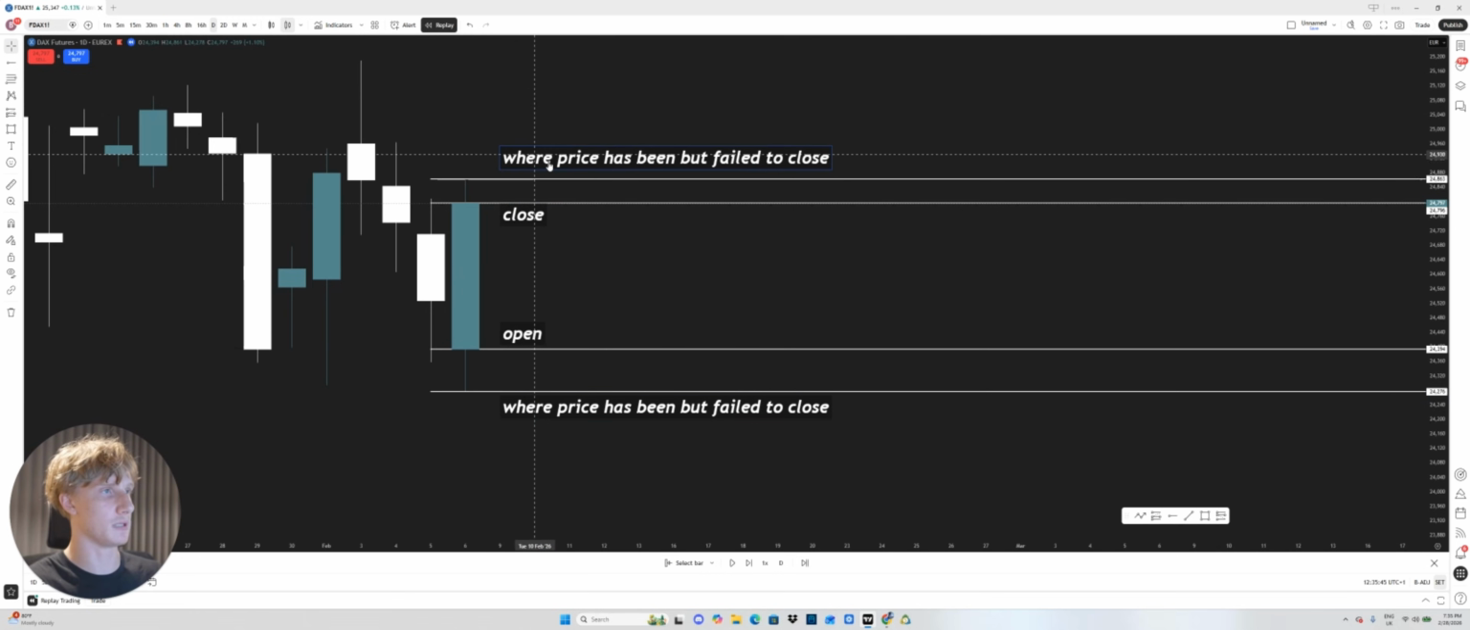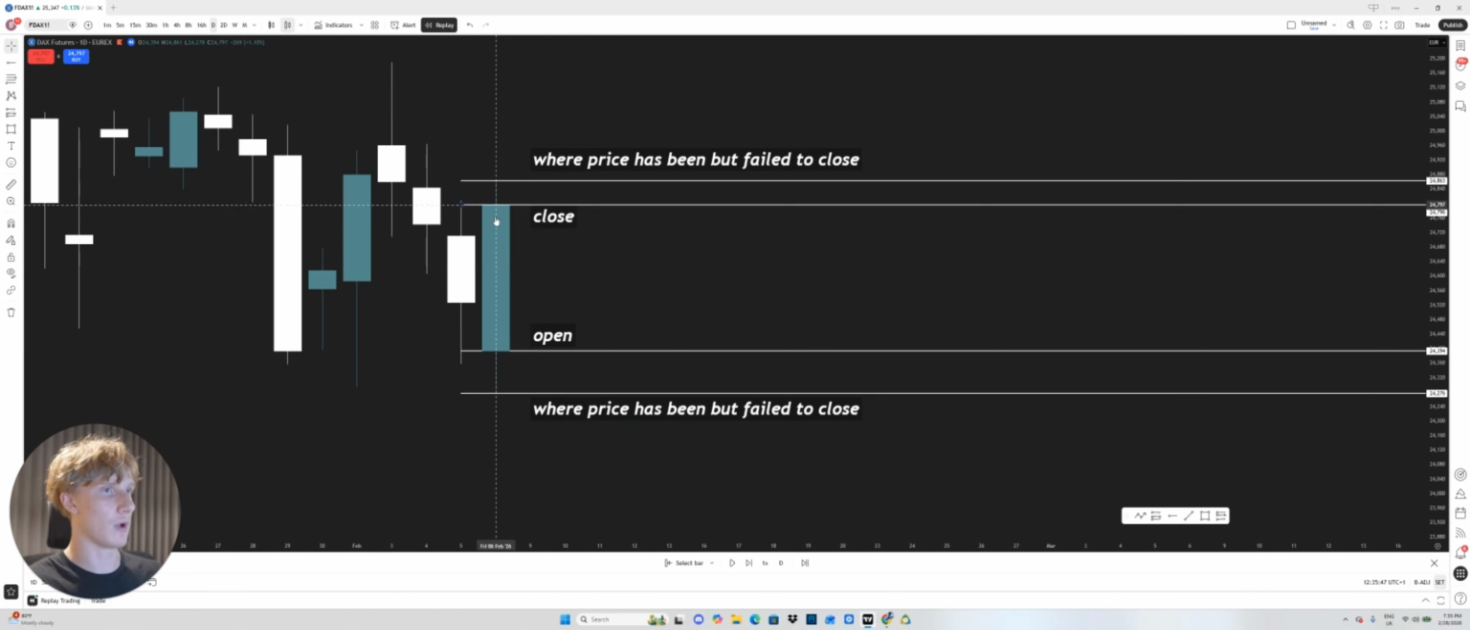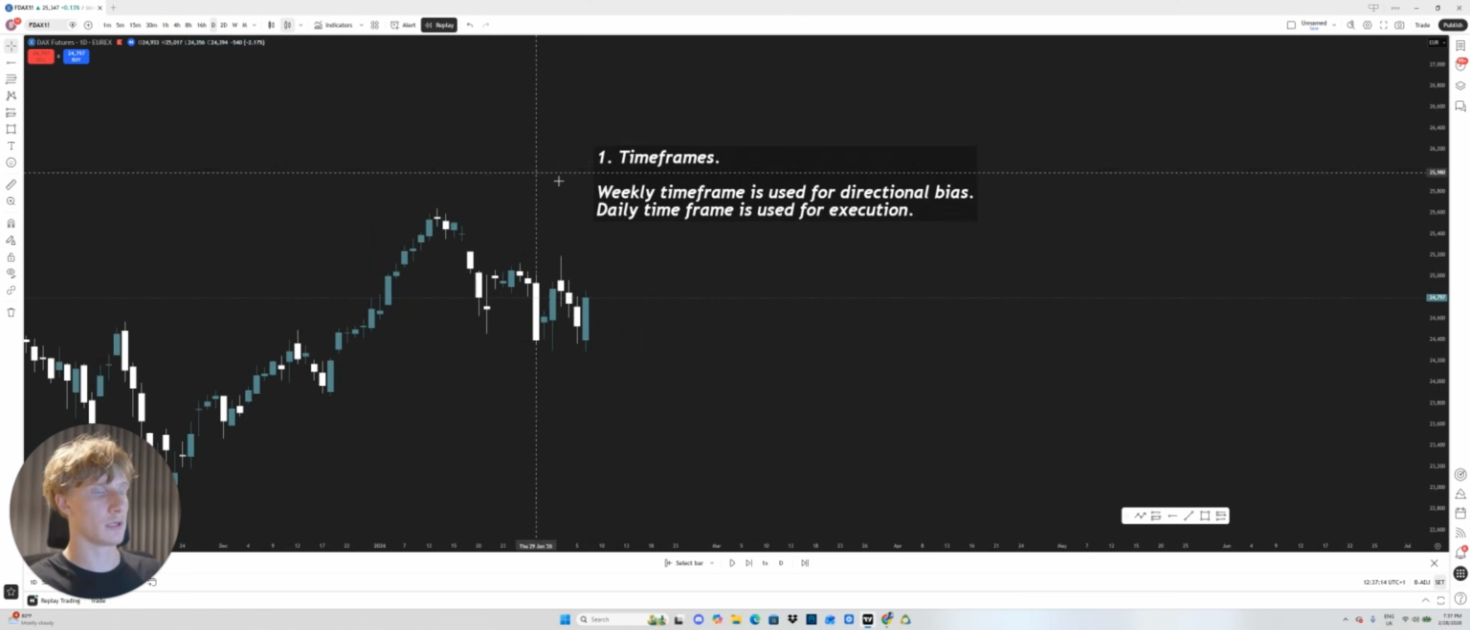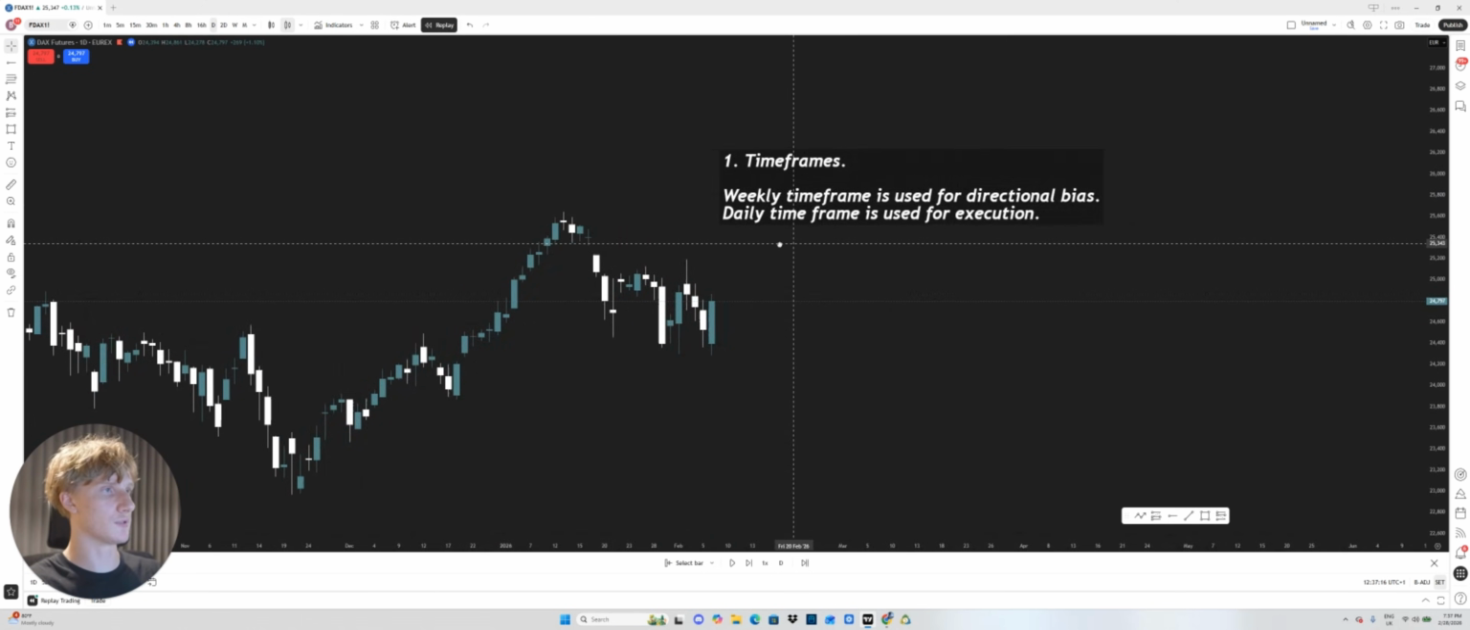Now the wicks are essentially like footprints. They tell us where price has been, but failed to close. At one point during the day, price came all the way down to here, and at one point it came all the way up to here. However, it failed to close at those levels. Once the 24 hours of this candle was up, price finished here, in the same way that when those 24 hours began, price started here.